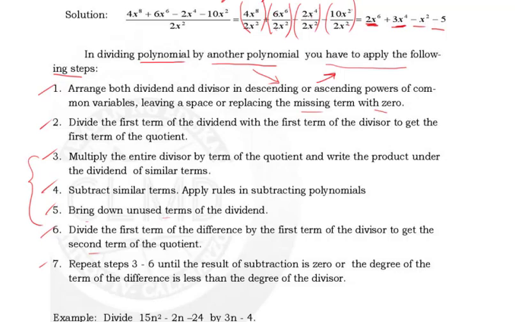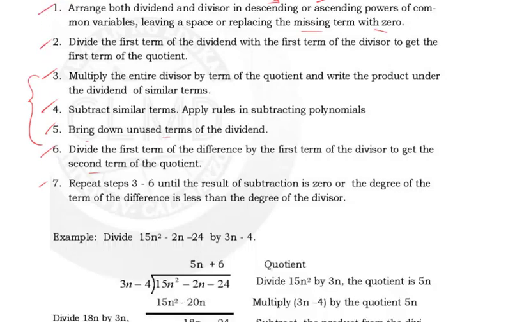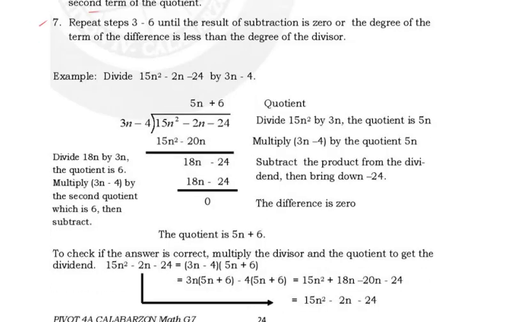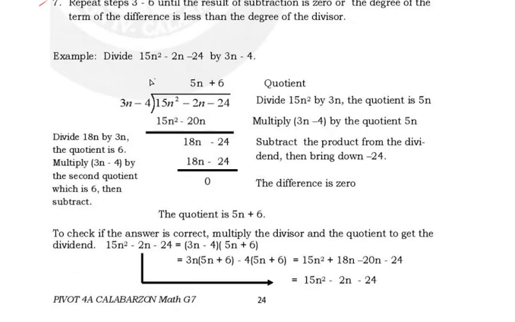Okay, so let's have an actual division of polynomials para mas maintindihan po ninyo. Ito po ang ating i-divide. Divide 5n square minus 2n minus 24 by 3n minus 4. So, ito po ang ating dividend. Ito yung nasa loob. Ito na po ang divisor. Ito yung tagahati natin. Okay? So, ito po yung quotient natin. Ito yung sagot. Mamaya. Sabi doon, divide 5n by 3n.